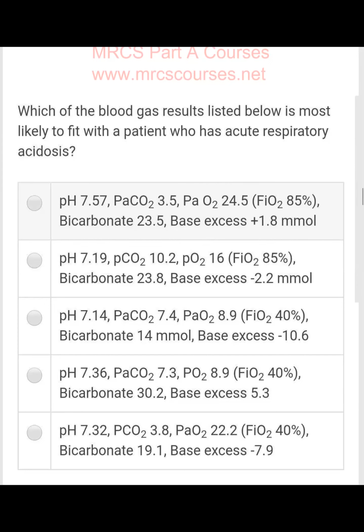Go on, Dr. Which of the blood gas results listed below is most likely to fit a patient who has acute respiratory acidosis? Okay, first acidosis, pH must be below 7.35, which will be number 2 or 3 or 4, and respiratory acidosis, there would be retained PCO2. So the PCO2 will be higher than normal.